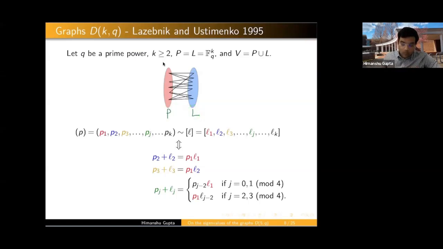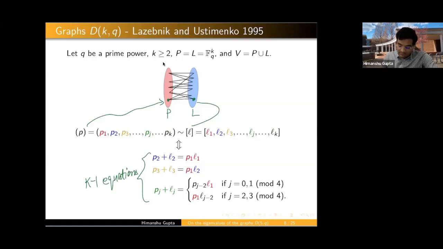What is the adjacency relation between any two? If I pick some point from here and some line from here, points are denoted with parentheses and lines with square brackets. The point is a tuple (p1, p2, p3, up to pk), where the p_i's come from F_q, and the line is [l1, l2, l3, up to lk], where the l_i's come from F_q. These two tuples are adjacent if and only if they satisfy this system of equations. We have k minus 1 equations here.